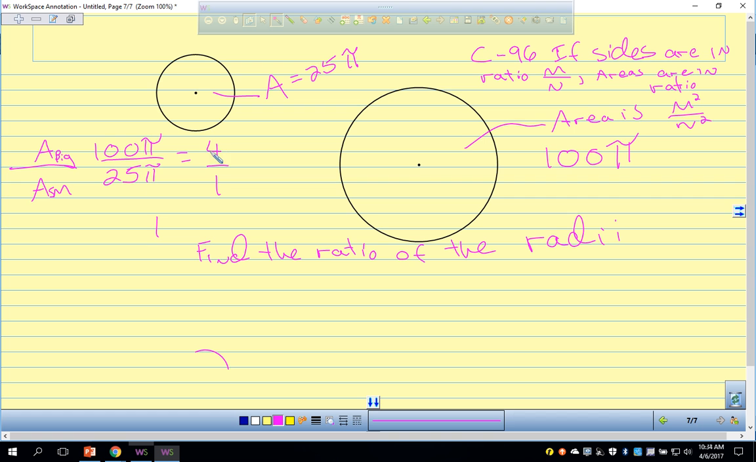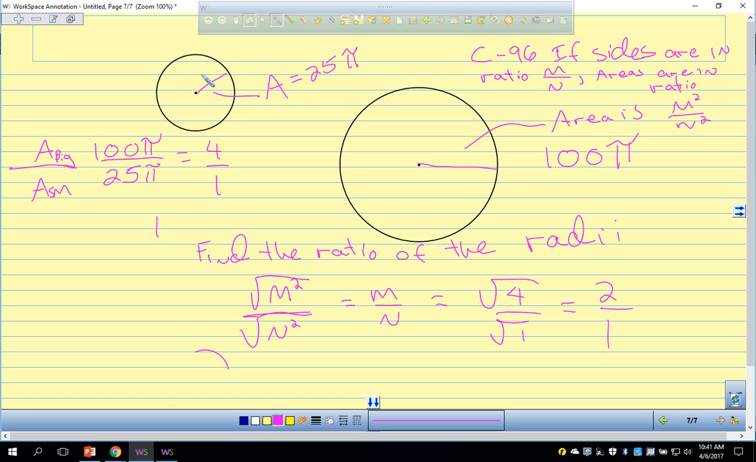So if the sides are in the ratio of m to n, and the areas are in the ratio of m squared to n squared, how do I find the ratio of the sides? What's the opposite of squaring something? Square rooting it. So the ratio of the radii is the square root of m squared to n squared, which equals m to n. So you would take the square root of 4 over the square root of 1. What's the square root of 4? 2 to 1. So even though the area of this is 25 pi and the area of this is 100 pi, the radii only doubled.